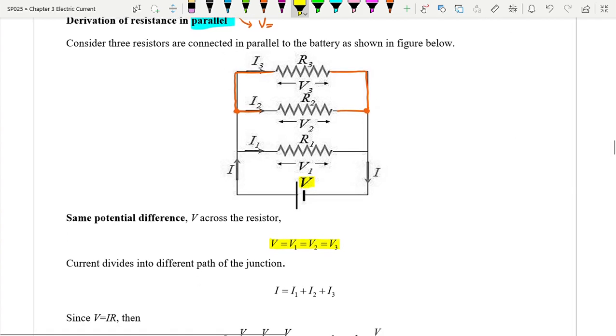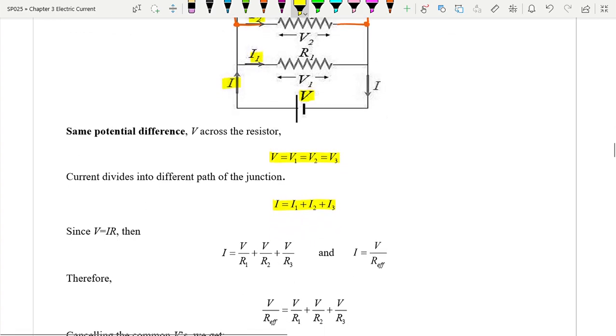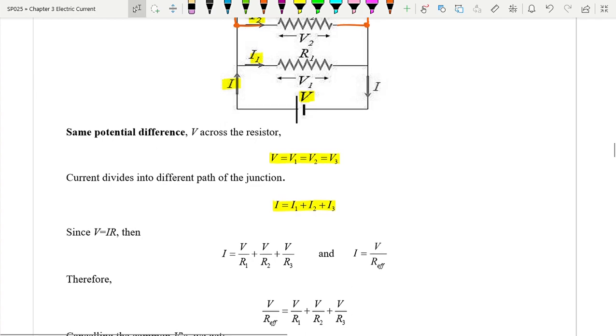Jadi setiap voltage across resistor yang connected in parallel akan mempunyai nilai voltage yang sama dengan bateri. Tetapi apa bezanya dengan current? Current tak lagi sama macam series tapi dia perlu tambah. Jadi current untuk resistor 1, tambah current untuk resistor 2, tambah current untuk resistor 3 akan jadi total current dekat sini. I1 plus I2 plus I3 equivalent to I. Okay, so actually kita masih lagi gunakan Ohm's law. It's just that kita gunakan I, V over R dekat sini. Tapi apa yang kita akan cancel out, actually kita akan cancelkan V yang dekat atas ni. Okay, sebab V dia sama setiap resistor dan juga power supply.